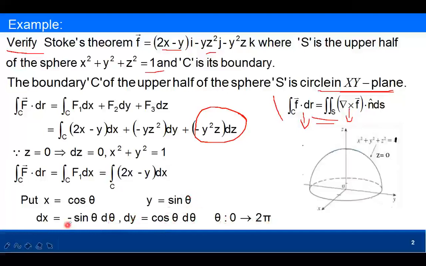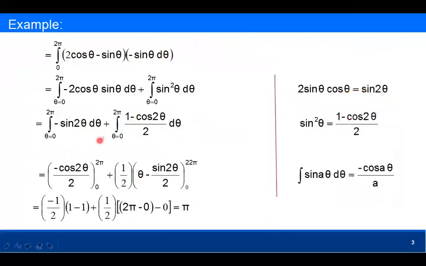Now substitute these values in this. 2x value is 2 cos theta, y value is sin theta, and dx equals −sin theta d theta, with theta limits 0 to 2 pi. Therefore integral 0 to 2 pi of (2 cos theta − sin theta) into (−sin theta) d theta. Simplify this and separate the integration. So 2 cos theta into −sin theta d theta is −2 cos theta sin theta d theta, plus, since minus into minus is plus, integral 0 to 2 pi of sin² theta d theta.